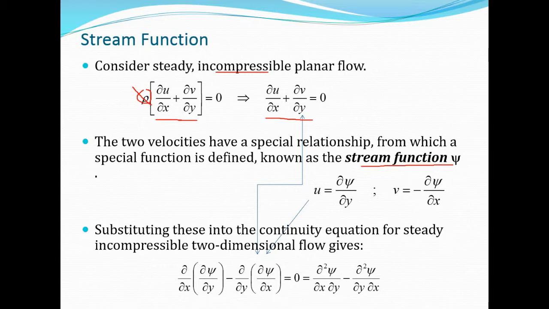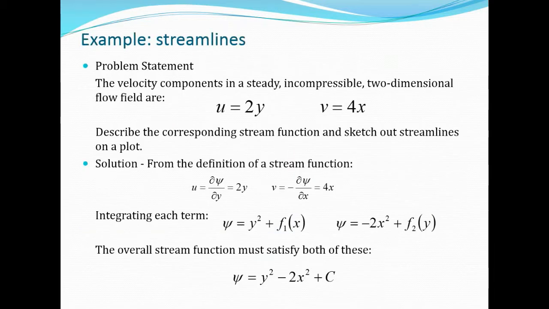And it says that u is the derivative of the stream function with respect to y, and v is the negative of the derivative of the stream function with respect to x. So if you substitute those into the continuity equation, which is here again, put in d psi dy for u, d psi dx for v, putting in a negative sign for this negative here, then you get 0 is equal to d squared psi dx dy minus d squared psi dy dx.